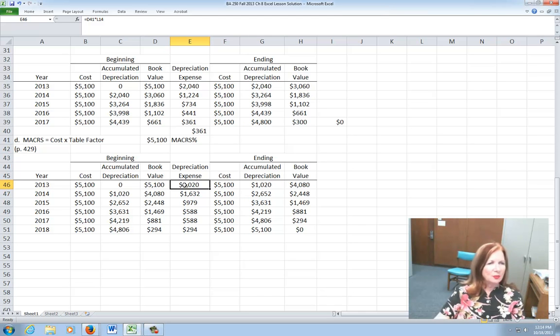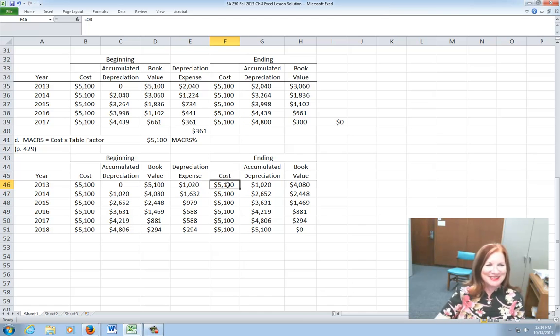Then we do, so that's the depreciation expense for year 13 under MACRS. They give an explanation about how they do half in the year of acquisition and half in the year of disposal when companies are using the MACRS depreciation methods. That's how it would be if you're using this depreciation method on your tax return.